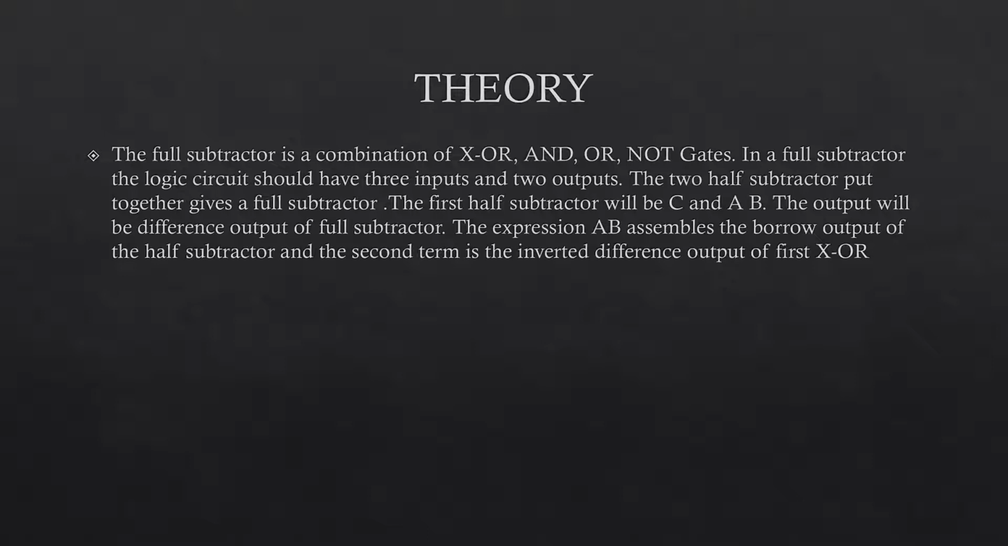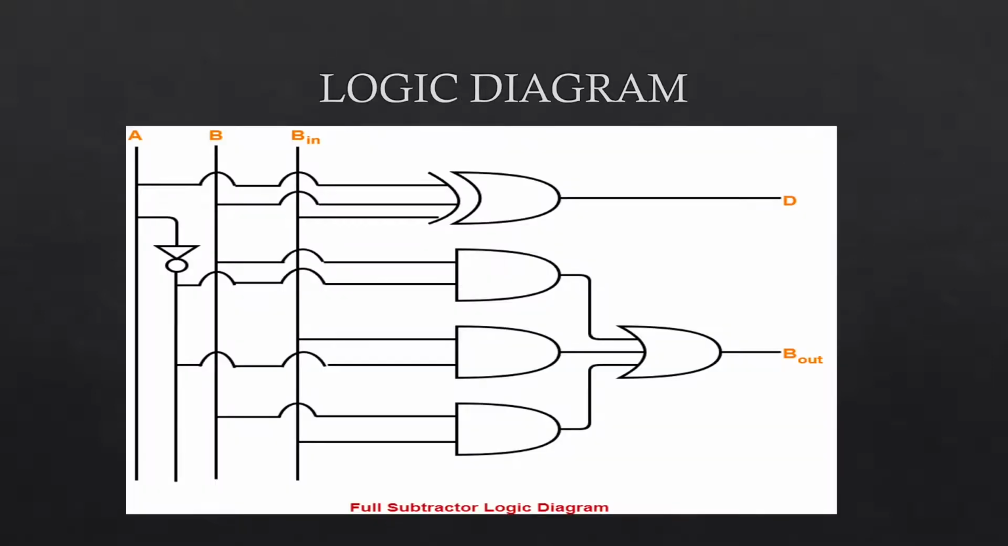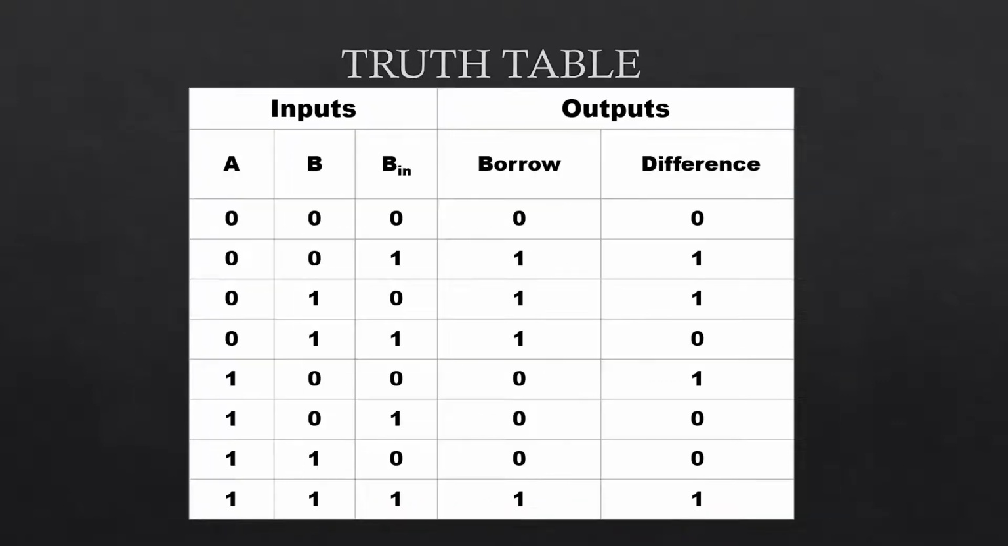The output will be the difference output of the full subtractor. The expression AB assembles the borrow output of the half subtractor, and the second term is the inverted difference output of the first XOR. This is the logic diagram for the full subtractor. This is the truth table for the full subtractor.